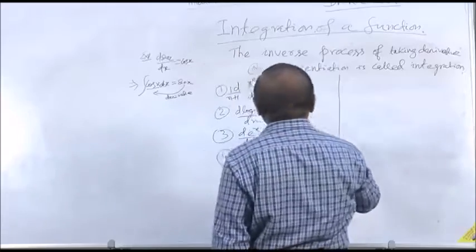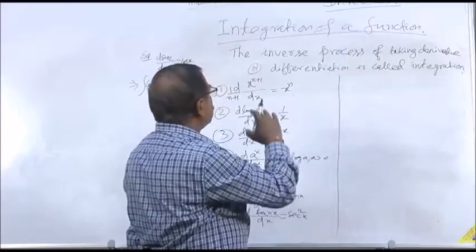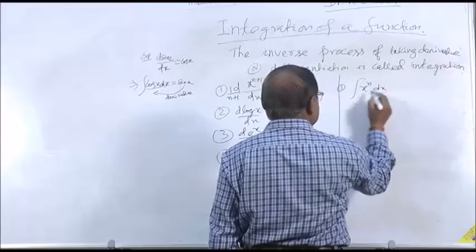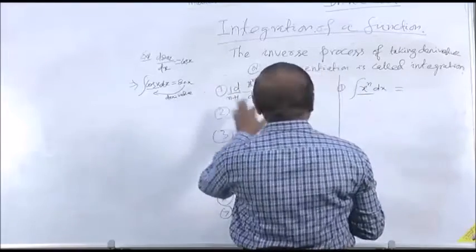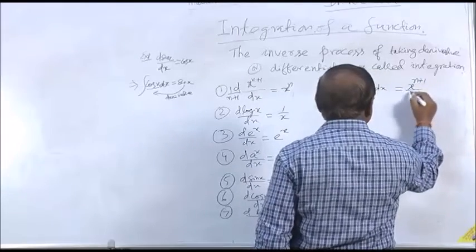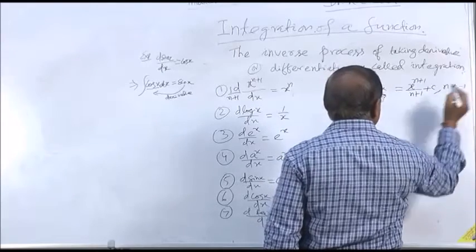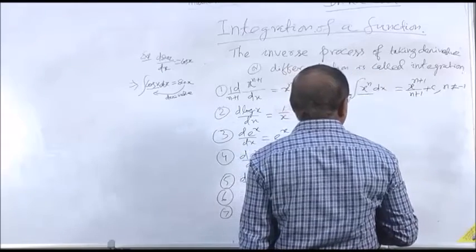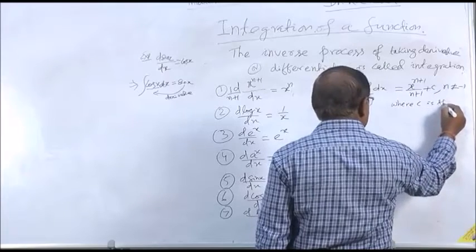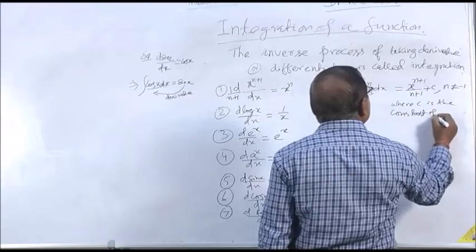You see, I have told you that integration is the inverse process. Suppose you take this same thing, integration of x to the power n dx. Question is, whose derivative is this? It is x to the power n plus 1 by n plus 1 plus c, n is not equal to minus 1, where c is the constant of integration.